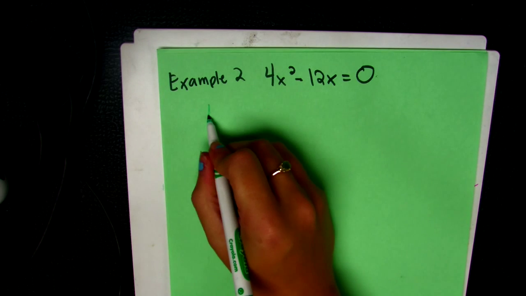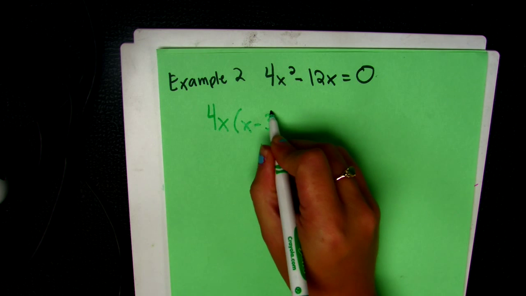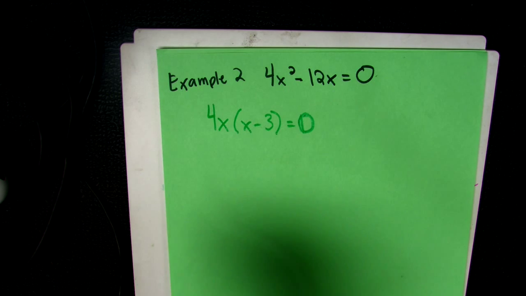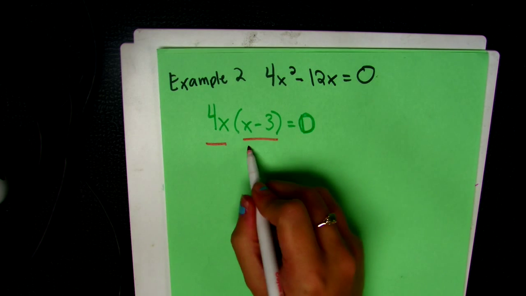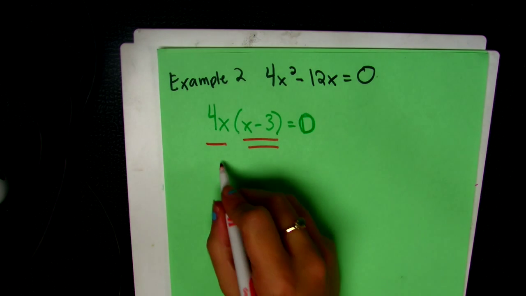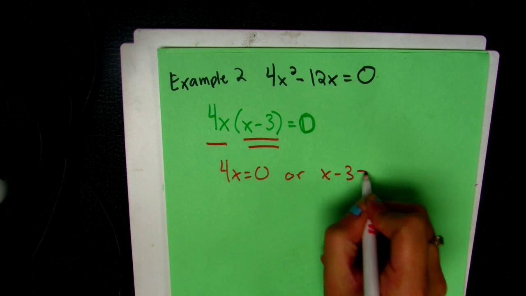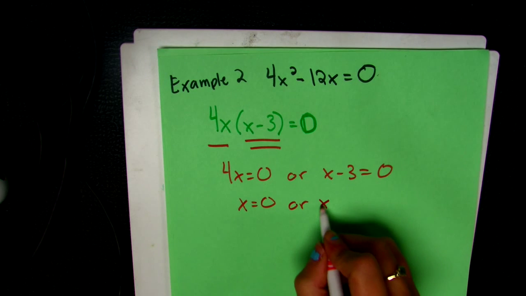So I'm going to factor out a 4x, leaving me x minus 3 equals 0. So now that I've got two factors, I have 4x times x minus 3. I can set those both equal to 0. So 4x equals 0 or x minus 3 equals 0. So that means either x equals 0 or x equals 3.